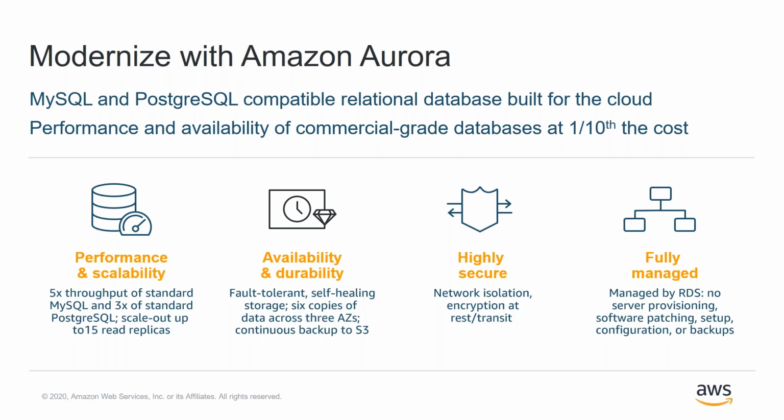Both are relational. They're really built for the cloud, right? We've taken these open source engines and added enterprise grade performance and availability, and really at a tenth of the cost, right? So providing significant performance gains and availability gains at a very attractive cost savings. Some of the advantages associated with Amazon Aurora include performance and scalability, availability and durability. So you're not sacrificing that by going away from a database like an Oracle to Aurora.